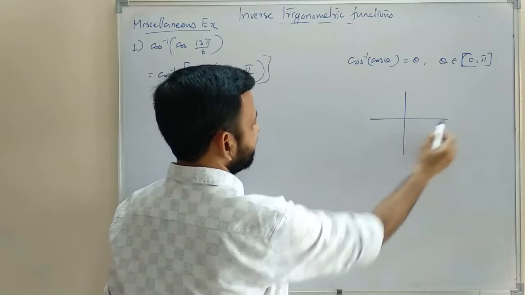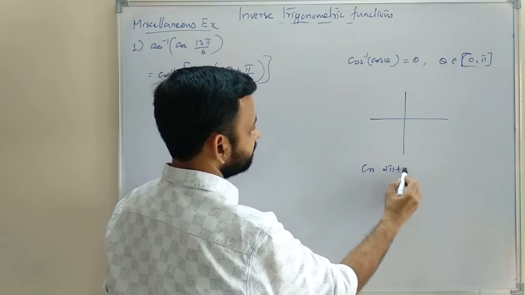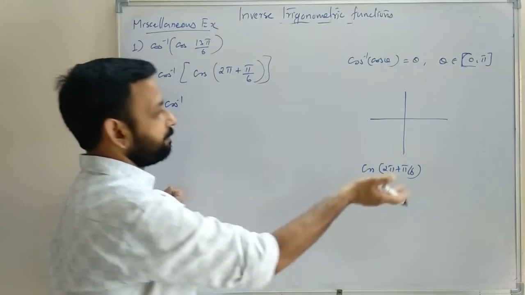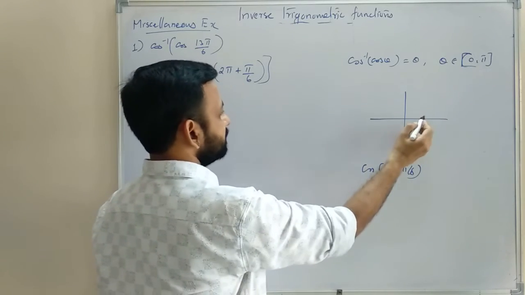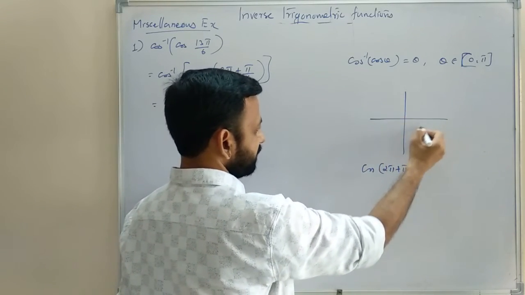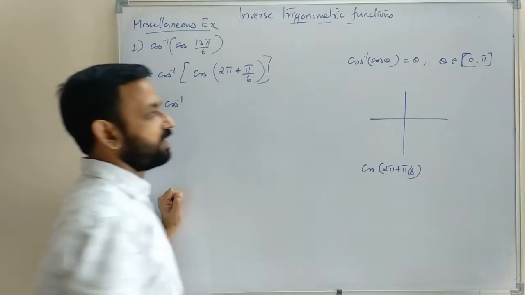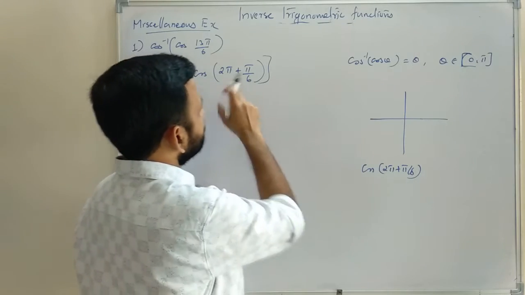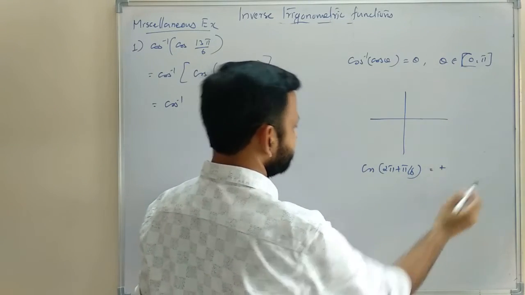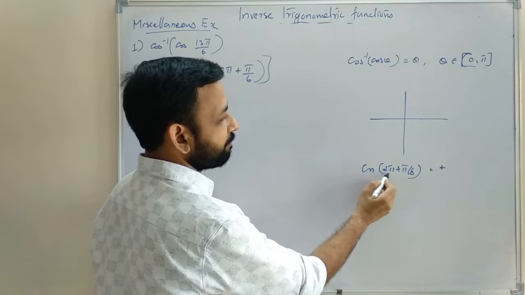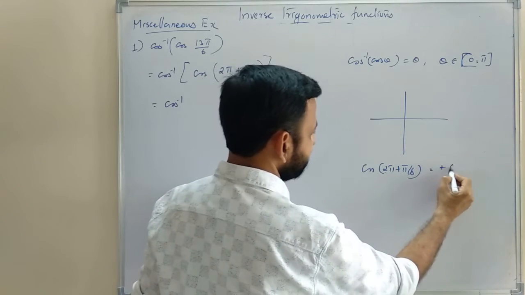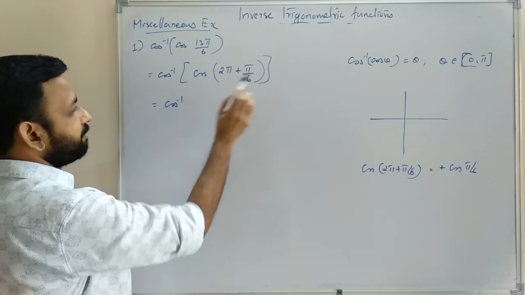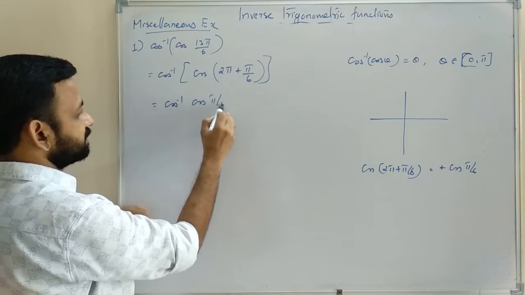So we can find the quadrant of 2 pi plus pi by 6. When we find the quadrant, 0, then pi, then 2 pi plus, that means the first quadrant. In the first quadrant all the trigonometric functions are positive. So cos of 2 pi plus pi by 6 will be positive. And here, multiples of pi, so the function will be the same, cos pi by 6. So cos of 2 pi plus pi by 6 is equal to cos pi by 6.